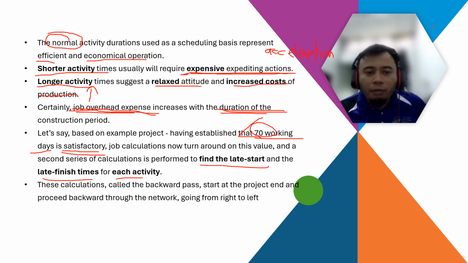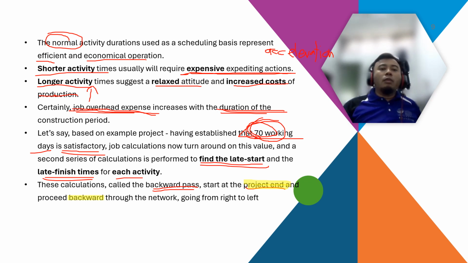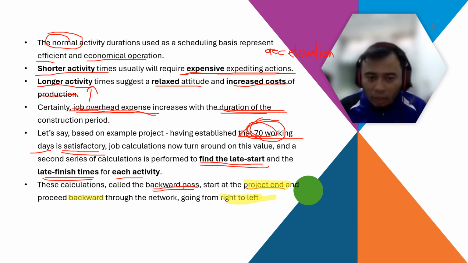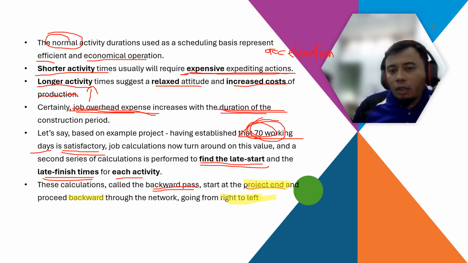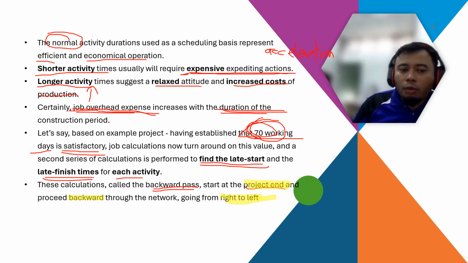So now we can find the late start. What is the latest you can start for each activity? What is the latest you can finish so that you still achieve these 70 working days? So this calculation is called backward pass. This is called backward pass. Start at the project end, and then proceed backward through the network going right to left. So we do our precedence diagram from left to right. So right now we are counting backwards, computing from right to left.